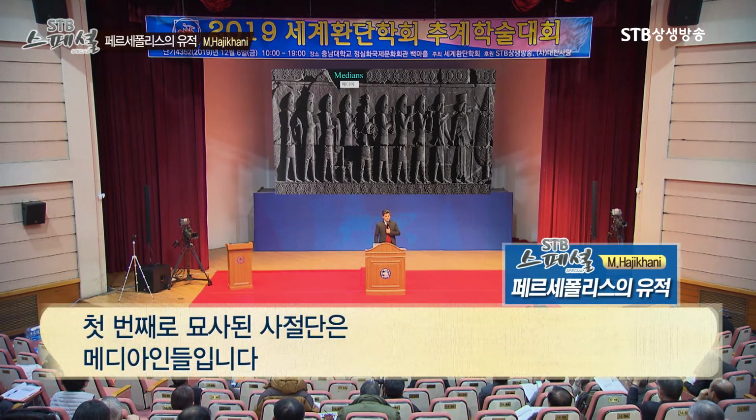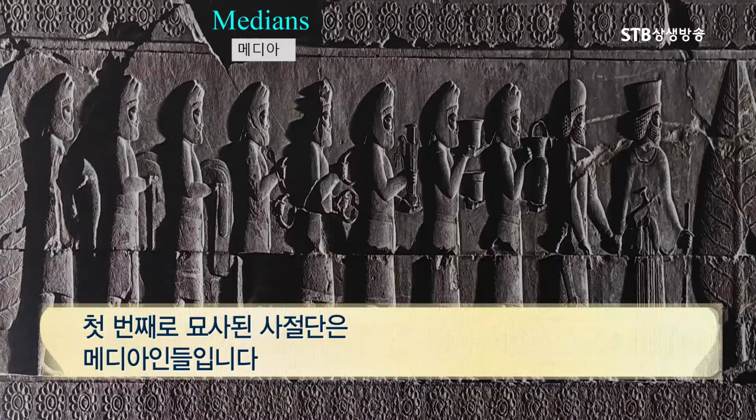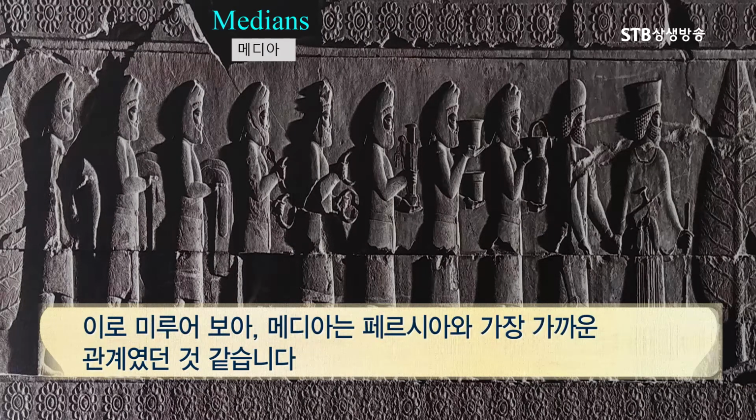This is somehow like the Iranian or Persian identity to recognize the story very well. So the first delegation is called Median, including 9 people. They are first in the procession, suggesting that they are the closest relatives to Persians. That's why they are first.